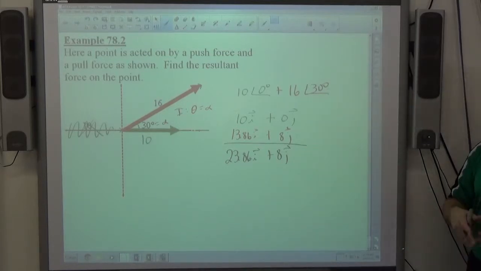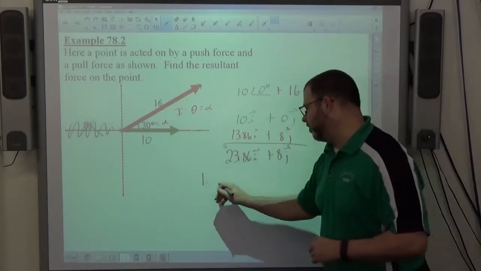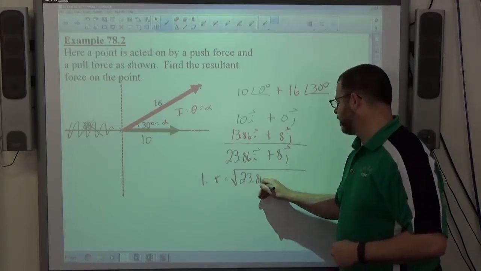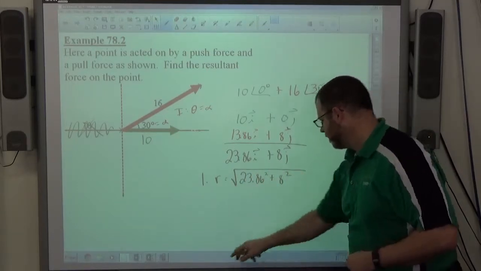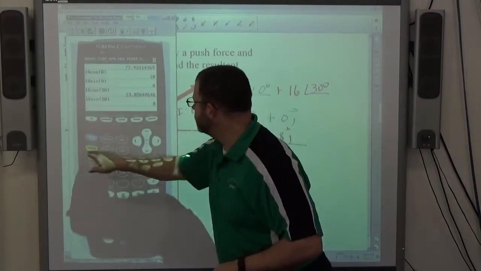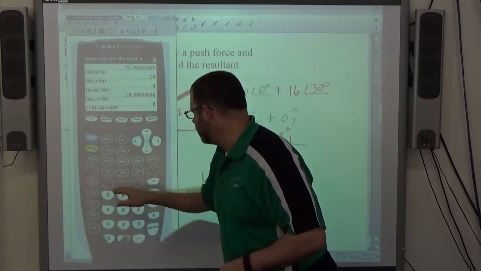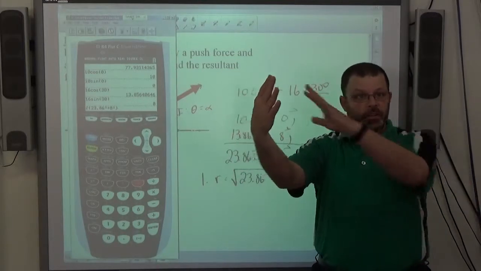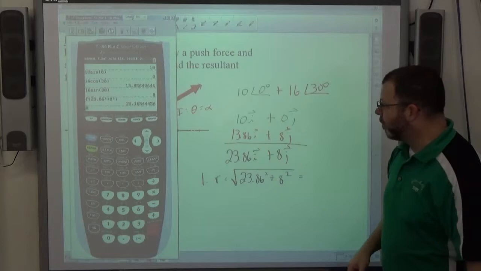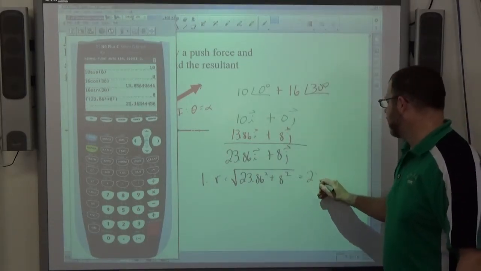What's left to do then, again, is convert back to polar form. Step 1, notice everything's positive, so it makes life even easier than normal. R equals the square root of 23.86 squared plus 8 squared. Notice square root, parentheses, the entire sum in parentheses. That equals 25.16, 17 even, 25.17.